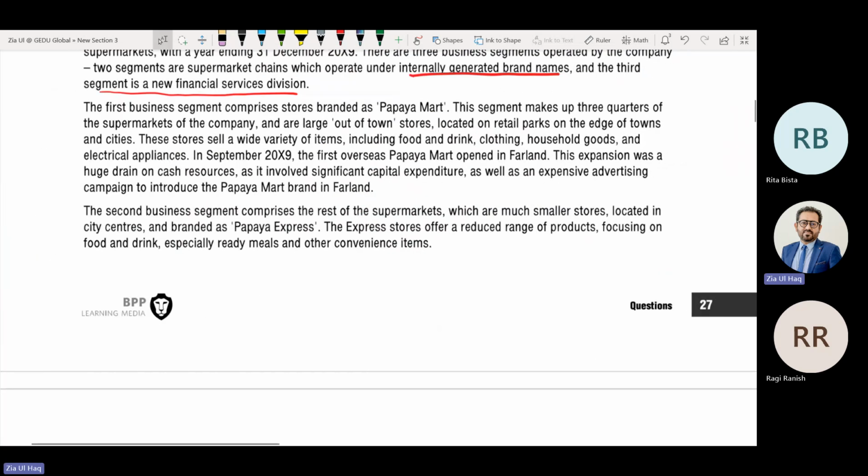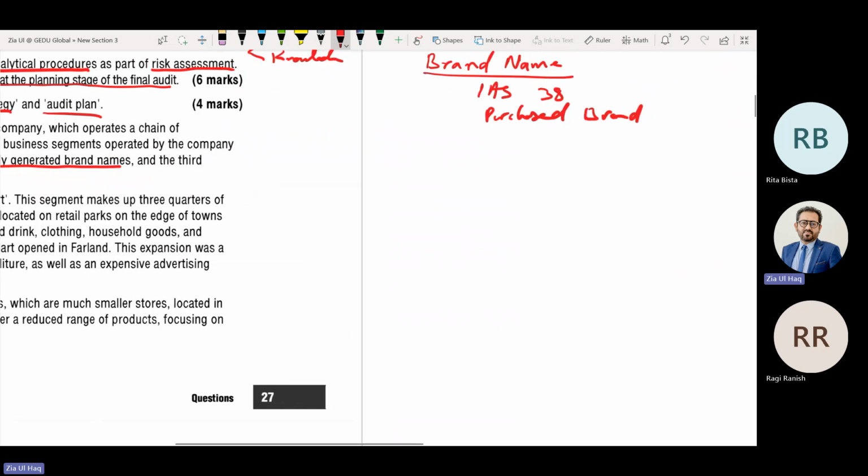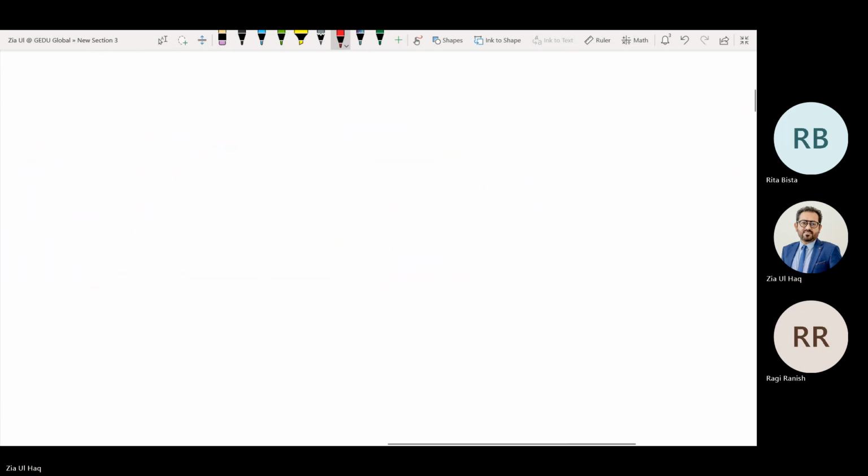Now the company is operating in different segments. There are segments relating to supermarkets. And one new segment the company has opened relating to the financial services division. So we'll put the heading segments. And there is a standard on segmental reporting, that is IFRS 8. According to IFRS 8, segmental reporting.